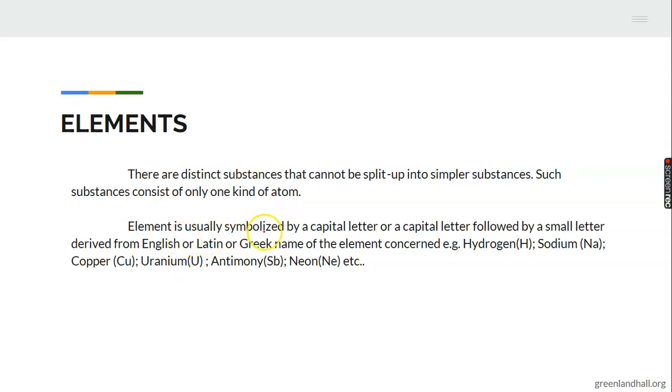An element is usually symbolized by a capital letter, or a capital letter followed by a small letter, derived from either the English, Latin, or Greek name of the element concerned. For example, hydrogen begins with a capital letter, H. Sodium is derived from the Latin name, Na. Same thing with copper. Uranium takes the first letter of its name, capital U. Antimony is Sb, then neon, and so on.